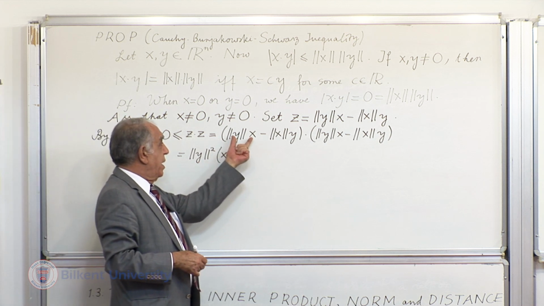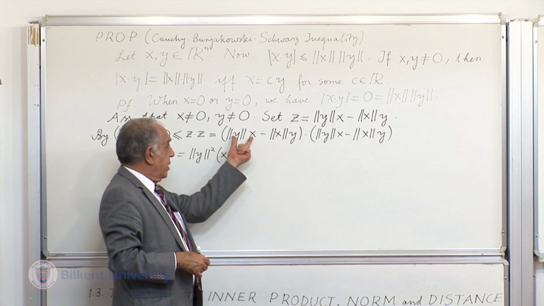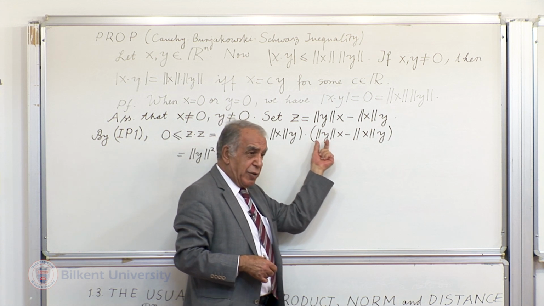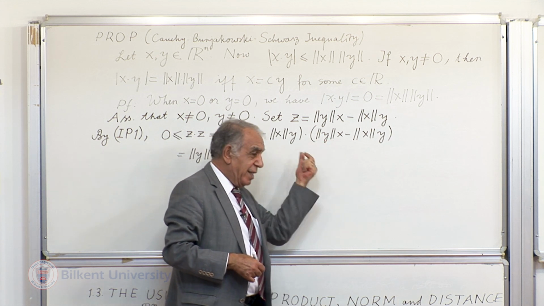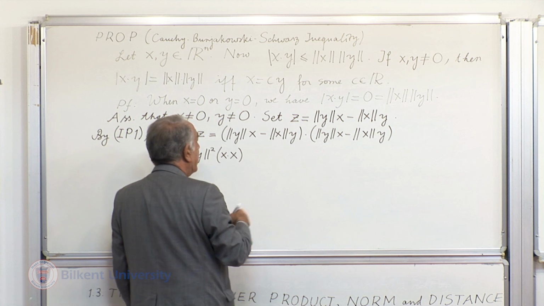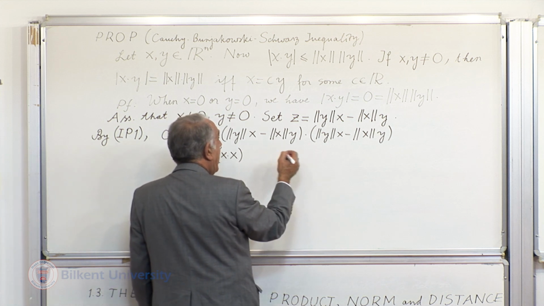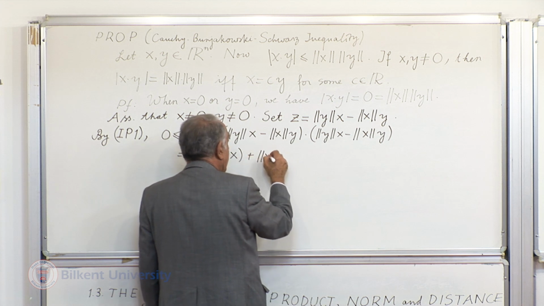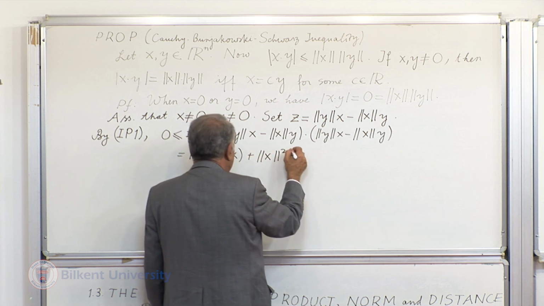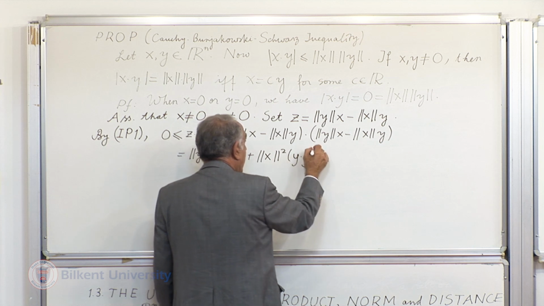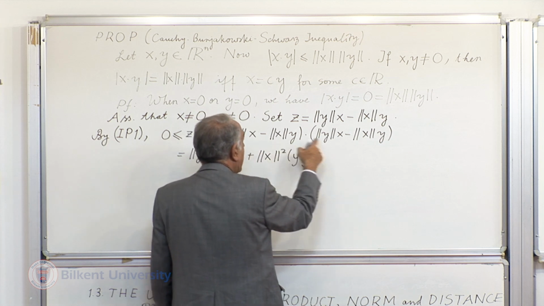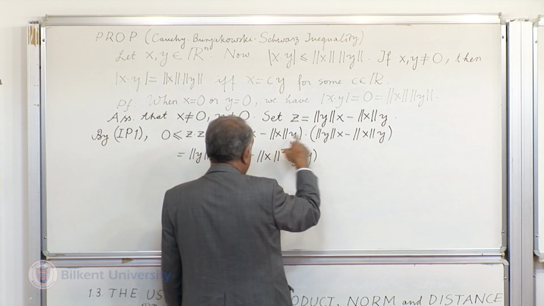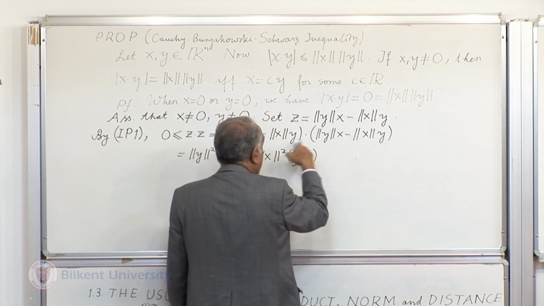Here this is the norm of y times x dot the norm of y times x. We can actually combine these scalars here. Then we'll have this times this. Let me write that first. That's the norm of x squared times y dot y. Then we have this times this, and this times this, and this times this.